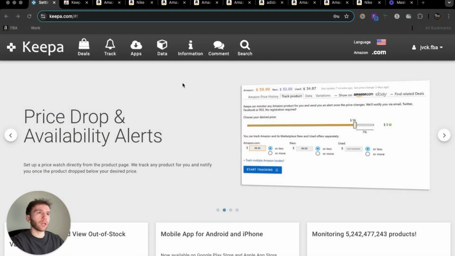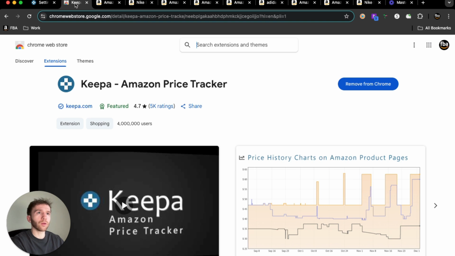So now that we're looking at the screen here, what you're going to want to do first is come to keepa.com, sign up for an account, pay for the monthly subscription, which is only $20 a month. Once you have your account set up, you come over to the Google Chrome store and install the Keepa extension.